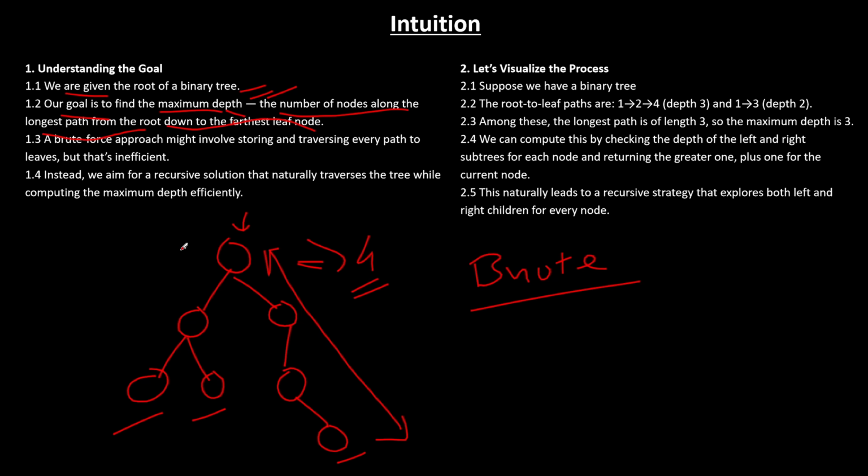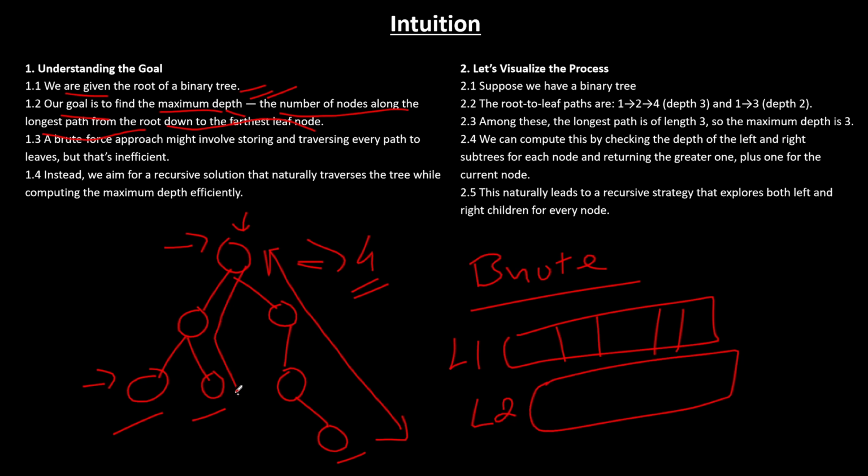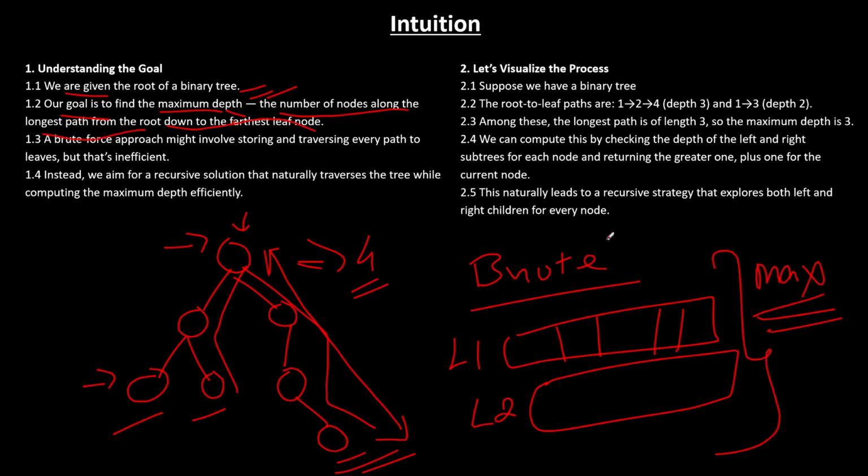Now, what could be the brute force that comes to your mind? We will traverse the complete tree from root to leaf and store it in a list. List 1 for iteration 1, then list 2 for iteration 2 from here to here, then list 3 from the root to this node, right? And from there, whichever is the longest one, we take the maximum size of it. We could do that. So this could be one of the brute force solutions. If something comes to your mind, please implement that. That will be a great one. Now let's look for a more intuitive and more relevant one.